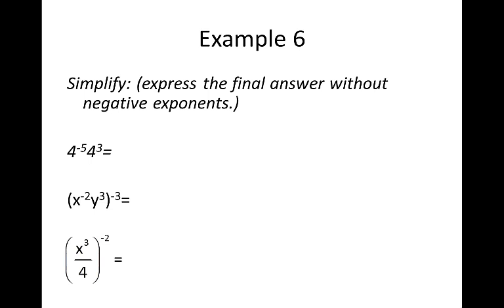Okay, simplify. Express the final answer without negative exponents. So now we can actually do some combining here. So 4 to the negative 5 times 4 cubed. If you remember your property, what do I do when I have multiplying like bases to the exponents? Good, I add them. So negative 5 plus 3 is negative 2. But we want to express the final answer without negative exponents. So this is going to be 1 over 4 squared, which is 1/16.